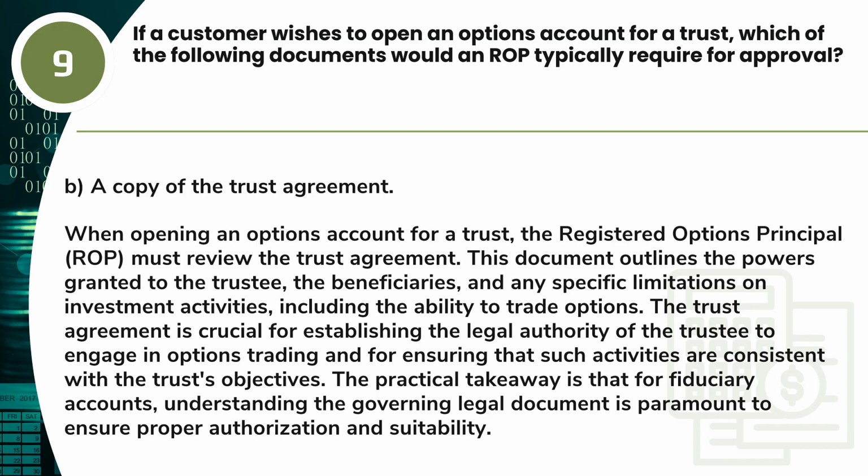Answer: B. A copy of the trust agreement. Explanation: when opening an options account for a trust, the registered options principal (ROP) must review the trust agreement. This document outlines the powers granted to the trustee, the beneficiaries, and any specific limitations on investment activities, including the ability to trade options. The trust agreement is crucial for establishing the legal authority of the trustee to engage in options trading and for ensuring that such activities are consistent with the trust's objectives.